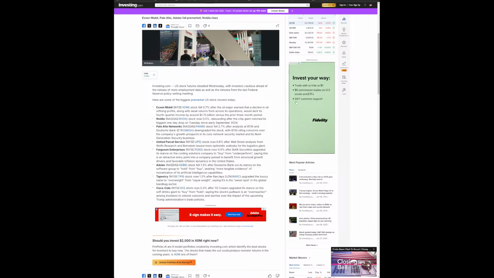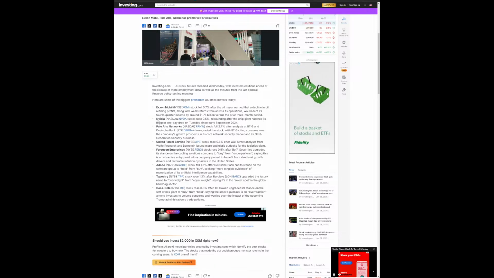All right, let's look at some news here. ExxonMobil stock fell 0.7 after the oil major warned that a decline in oil refining profits along with weak returns from across its operations would dent its fourth quarter income. That's why it's down. Nvidia stock rose 0.5, rebounding after the chip giant notched its biggest one-day drop on Tuesday since early September 2024.